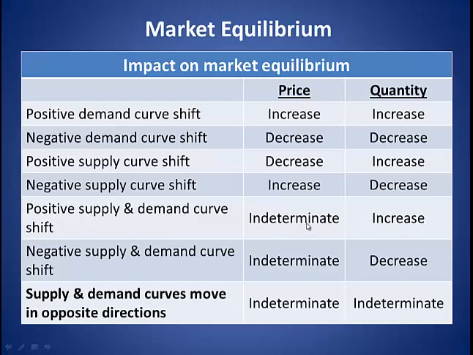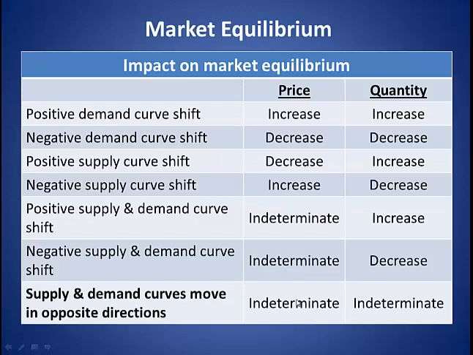So we don't know whether the price is going to increase or decrease, but we know the quantity is going to increase. If we have a negative supply and a negative demand curve shift, in other words, both are negative, again, in order to achieve equilibrium, we don't know if that will result in an increase or decrease in price, but we do know that will result in a decrease in quantity. Lastly, if the supply and the demand curves move in opposite directions, the price and the quantity to achieve equilibrium cannot be determined.